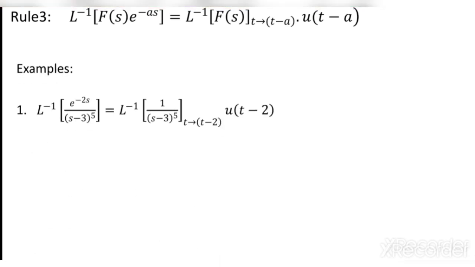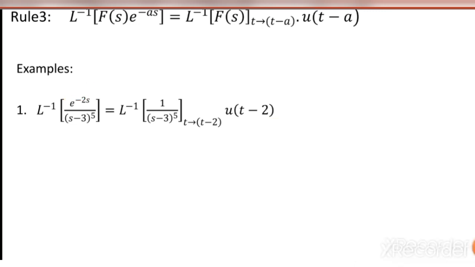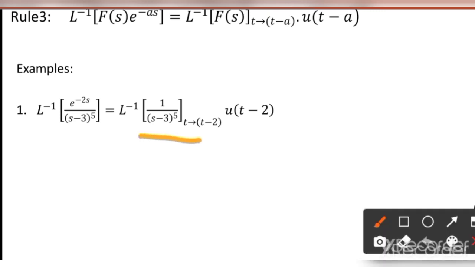L inverse of e power minus 2s by s minus 3 power 5. Identify here e power minus 2s is there, which means it is u of t minus 2, because a is 2 here. Now take L inverse of 1 over s minus 3 power 5. Once the answer is obtained, replace t by t minus a, that is t by t minus 2.